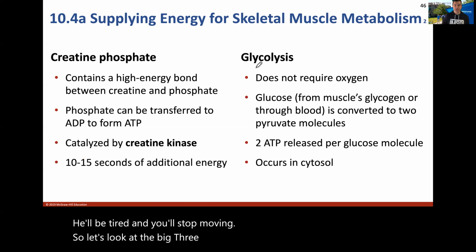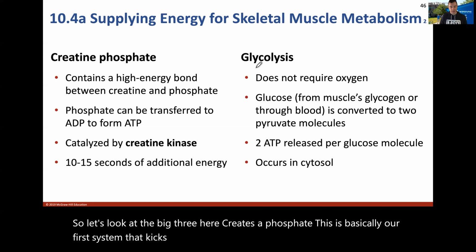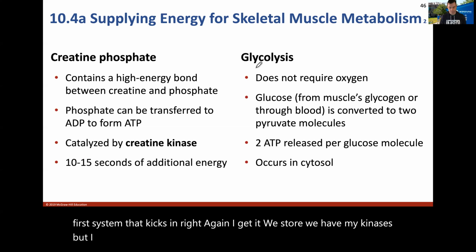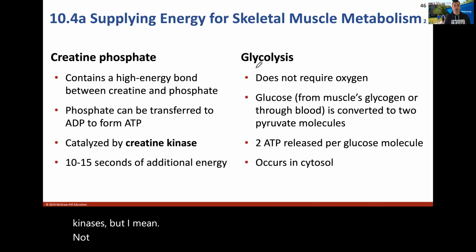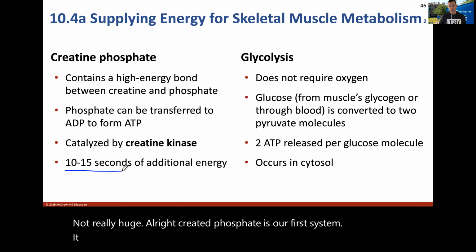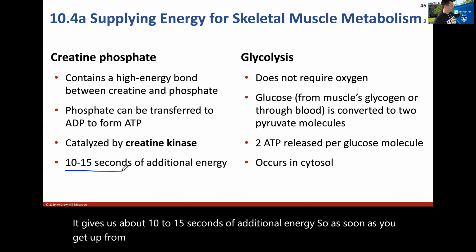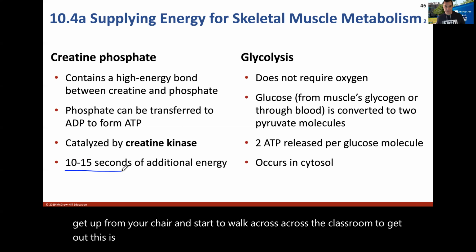Creatine phosphate. This is basically our first system that kicks in. All right. Again, I get it. We have myokinases, but I mean, not really huge. All right. Creatine phosphate is our first system. It gives us about 10 to 15 seconds of additional energy. So as soon as you get up from your chair and start to walk across the classroom to get out, this is going to be the system that kicks in.